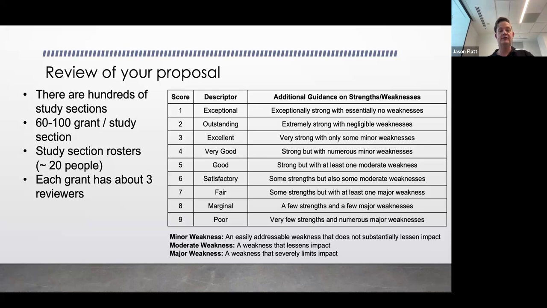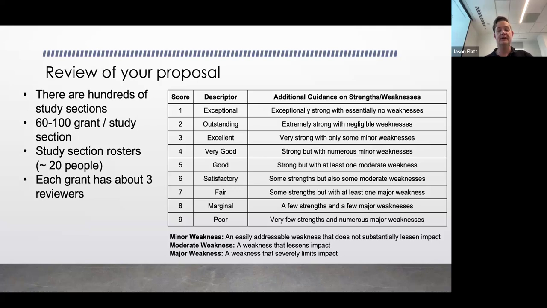And below, I give you a description of things to consider, right? So a minor weakness is something that the reviewer perceives is easily addressable, right? So this is not going to substantially impact your ability to do this research or to be high quality. Then there are moderate weaknesses. These are going to lessen the impact.